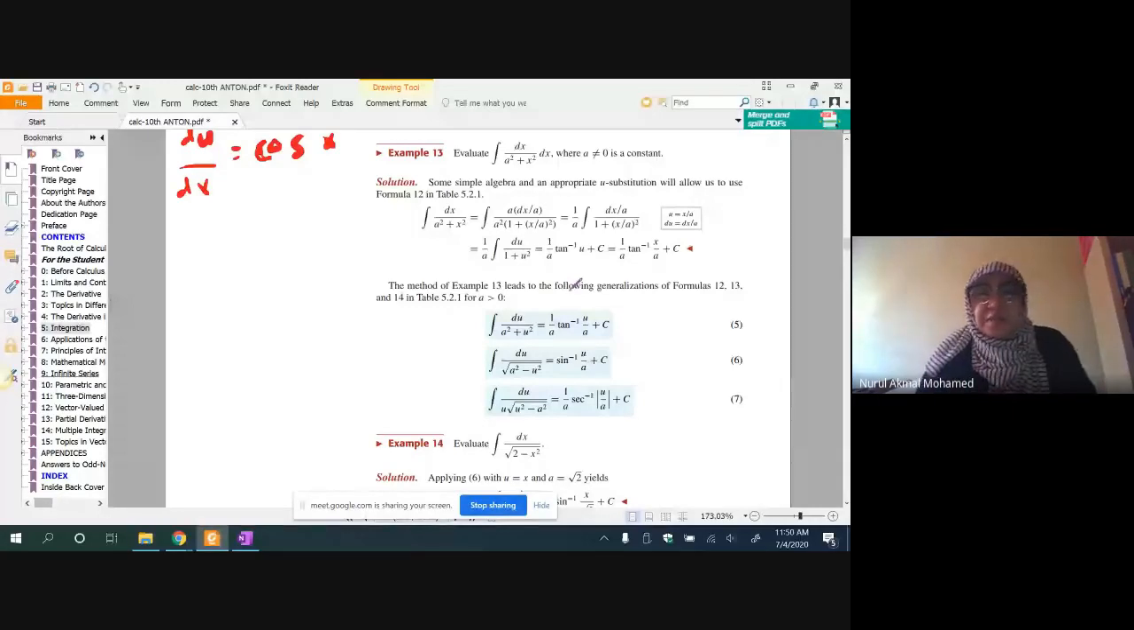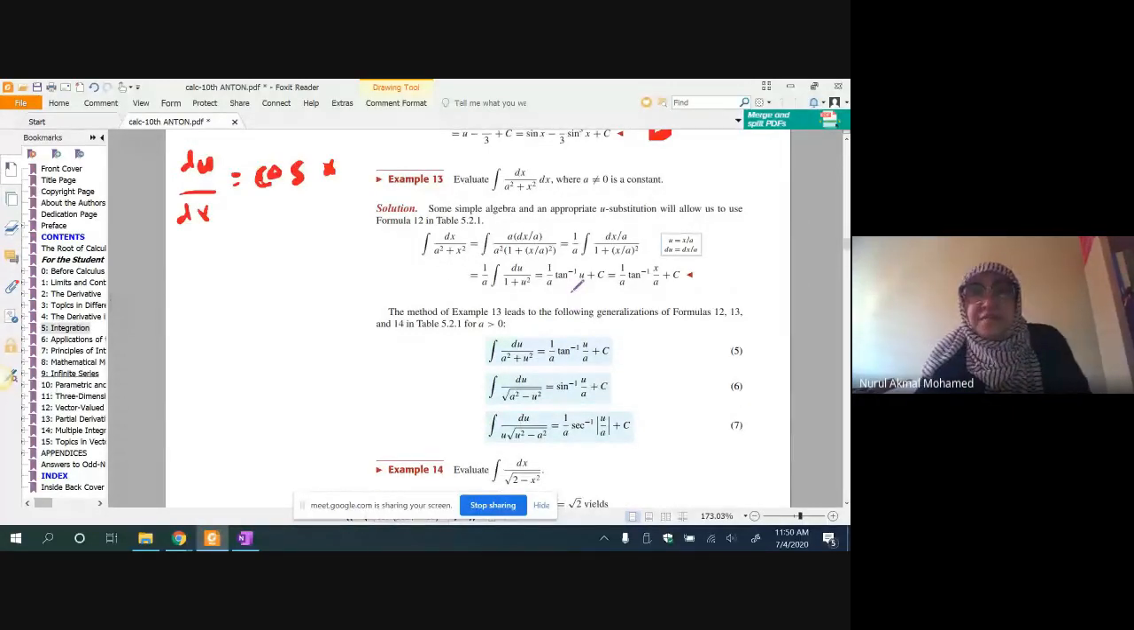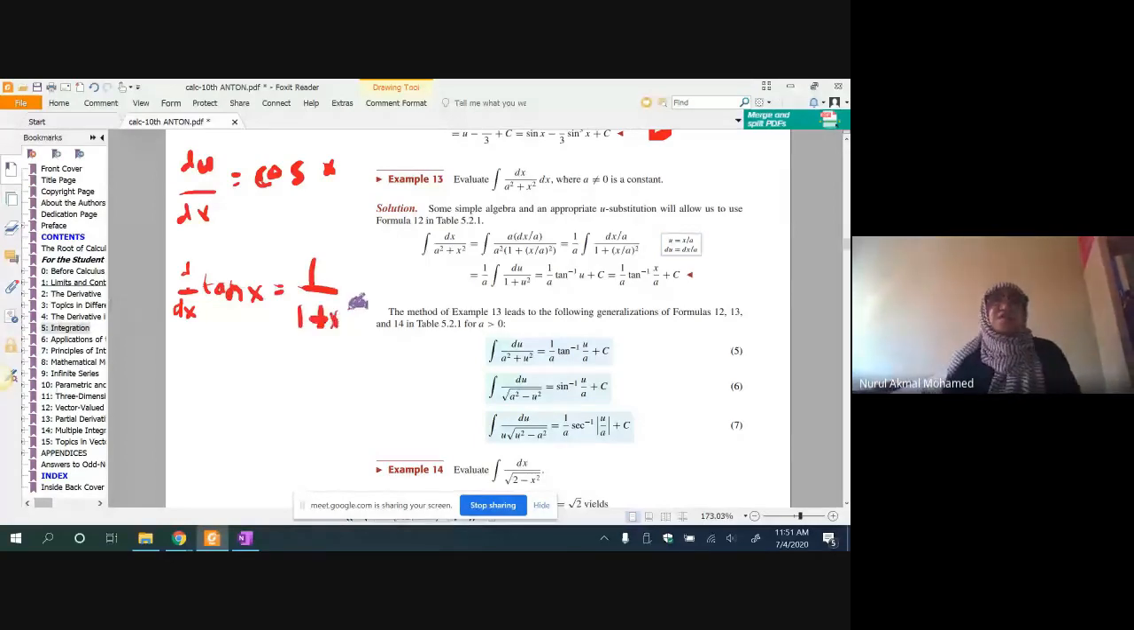Okay, so let's continue again. So you have here a squared plus x squared. Before that, I'm sure you already know that the derivative d/dx of arctangent x is equal to 1 over 1 plus x squared. So this is something that you already know.